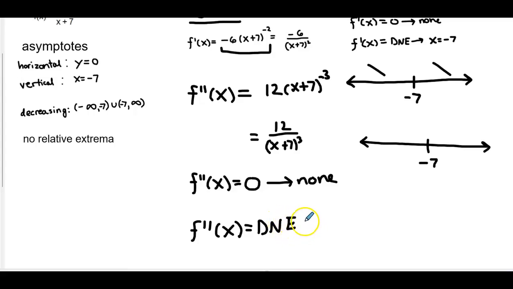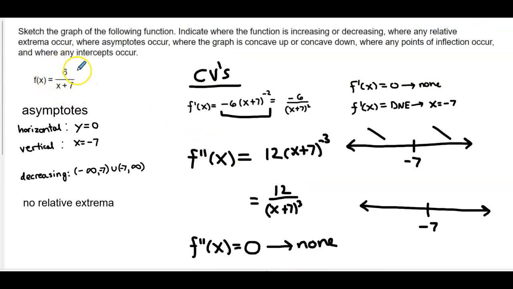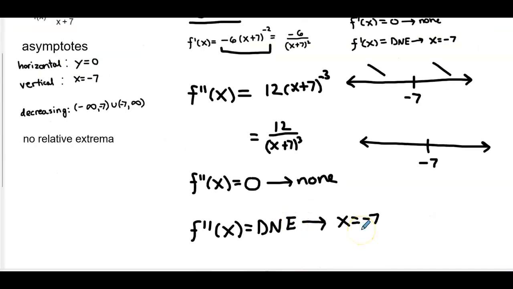And we can't call this an inflection point because it's not a point. We had already established that at x equals -7, the function doesn't exist. So we're not going to call it an inflection point.